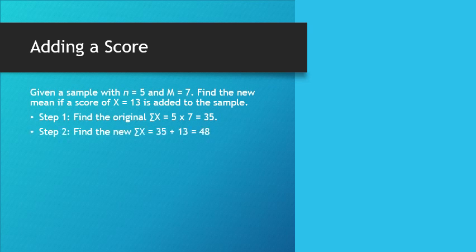Step 2, find the new summation of x. Well, the original is 35, and now we're adding 13 more points to it. So the new summation of x is now 48. Step 3, find the new n. Well, there were originally 5 in the sample, and we added a new one. So now there is 5 plus 1, or 6. So n is now 6.